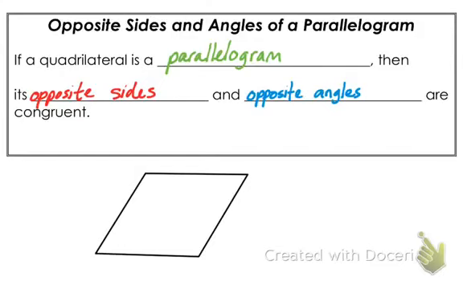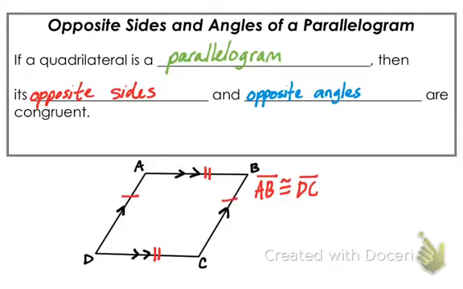If it's a parallelogram, we have the opposite sides being parallel to each other. So this set is parallel, and these two opposite sides as well. Then the opposite sides of ABCD are going to be congruent. So AB is congruent to DC, and BC is congruent to AD.